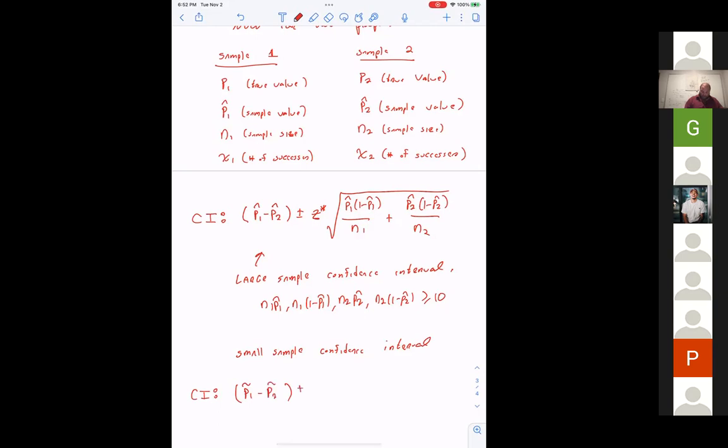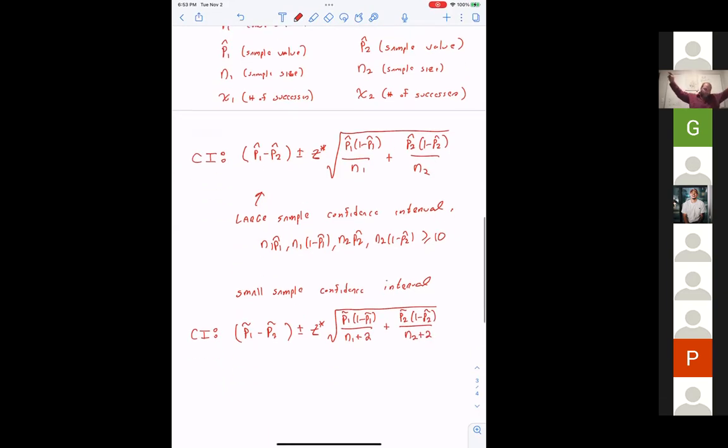P2 twiddle plus or minus Z star. And then what are these ones going to be? It's going to be P1 twiddle times parentheses 1 minus P1 twiddle, divided by N1 plus 2, since we're going to get plus 4 overall, but it's going to be 2 in this group and 2 in this group. And same thing here, P2 twiddle, 1 minus P2 twiddle over N2 plus 2.